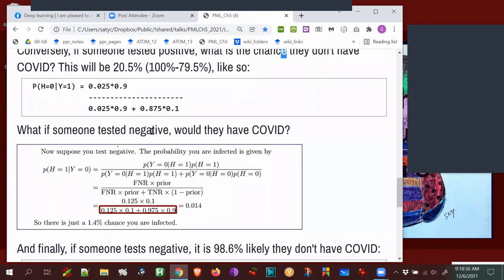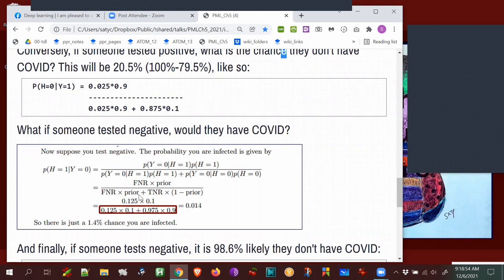So what about the opposite? Suppose somebody tests negative, then the question is, would they have COVID or not? For that, it is this hypothesis, right? Again, you have COVID, but now the event is the test came out to be negative. And so then you flip it. So the event is negative given the hypothesis. And then now the hypothesis that you do have COVID, which is 10% still.